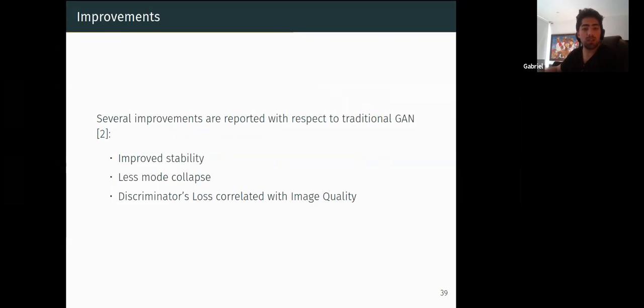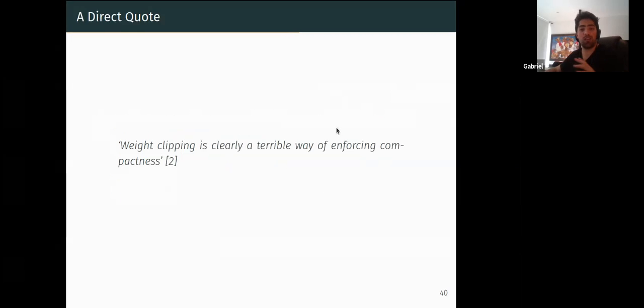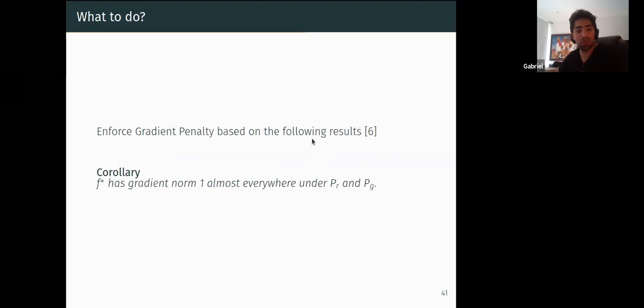But the job's not complete. Actually, weight clipping is a terrible way of enforcing compactness, and that's a direct quote from the people who wrote the Wasserstein paper. So we're going to add something more to it, the last thing we're going to add to our function: a gradient penalty, and that's it.